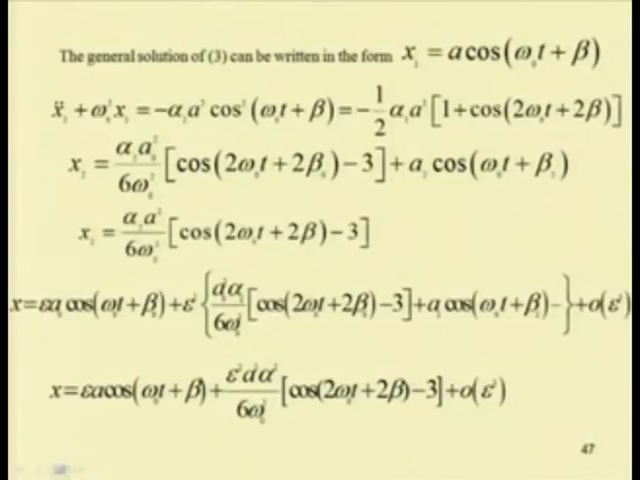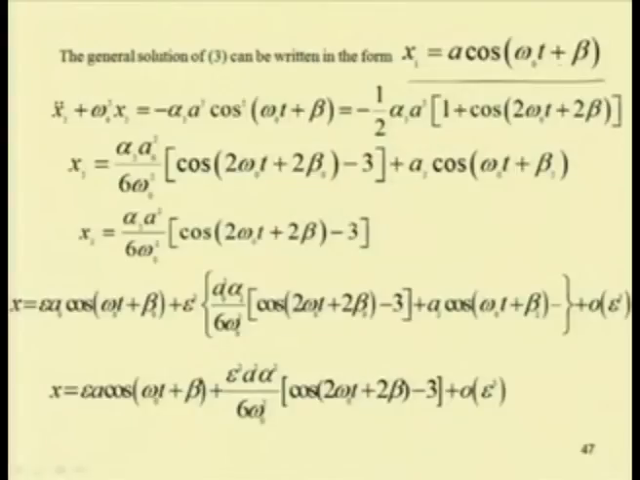So, the general solution in this case can be written in this form: x1 equal to A cos(omega0 t plus beta), and x2 double dot plus omega0 square x2 can be written as minus alpha2 A square cos square(omega0 t plus beta). This will be equal to minus half alpha2 A square into 1 plus cos(2 omega0 t plus 2 beta), since cos square can be written in this form. So, this depends on the initial conditions A and beta.